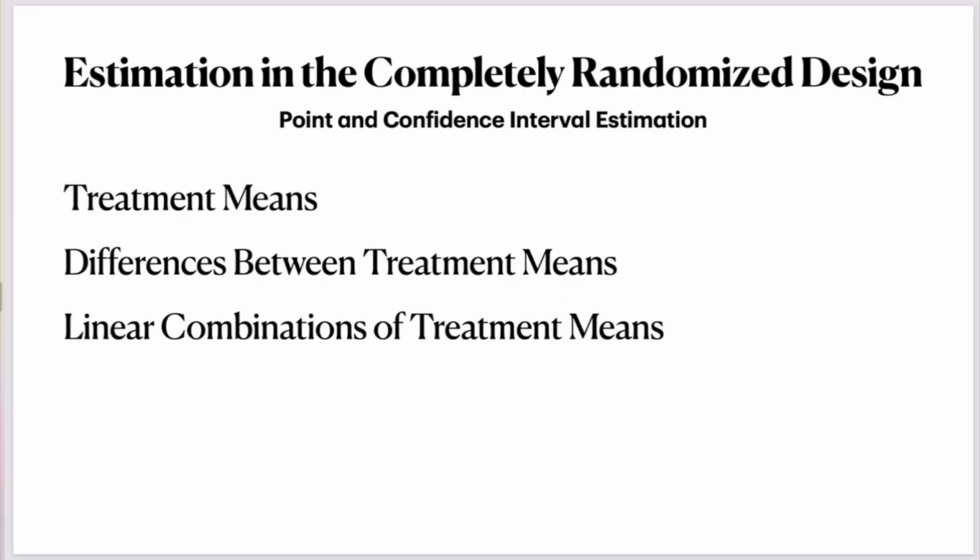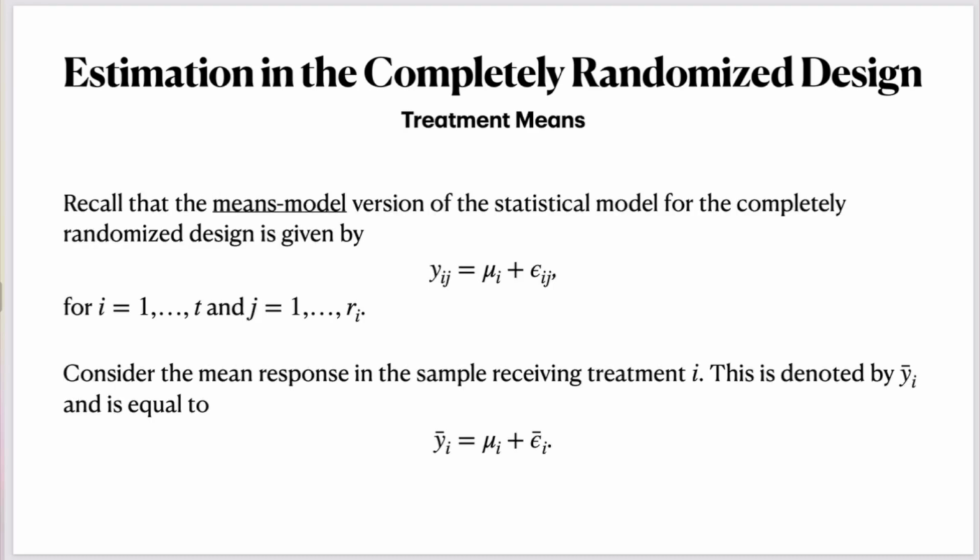In this lecture video, we're going to look at estimation in the context of the completely randomized design. In particular, we're going to be looking at point and confidence interval estimation for treatment means, differences between treatment means, and linear combinations of treatment means. Now, let's look at estimating treatment means first.